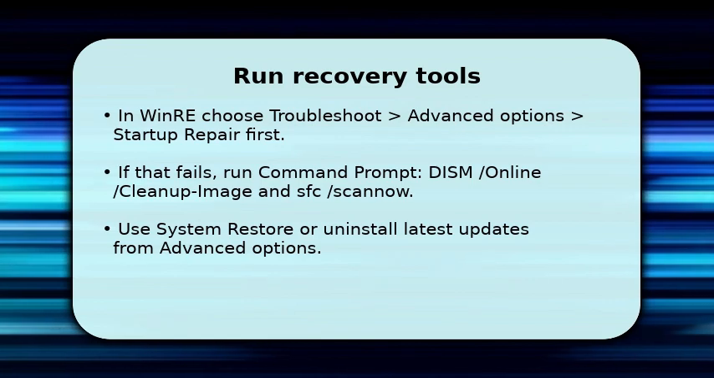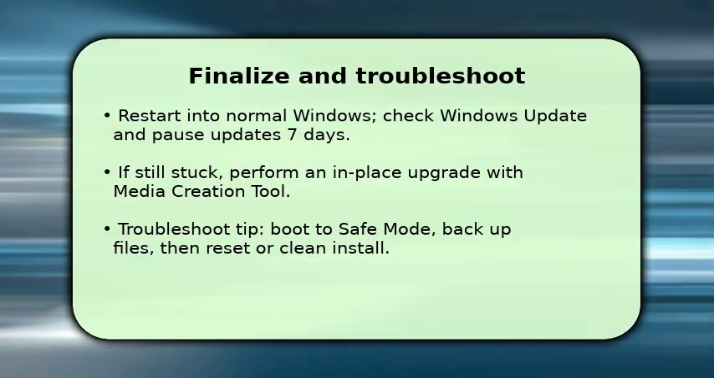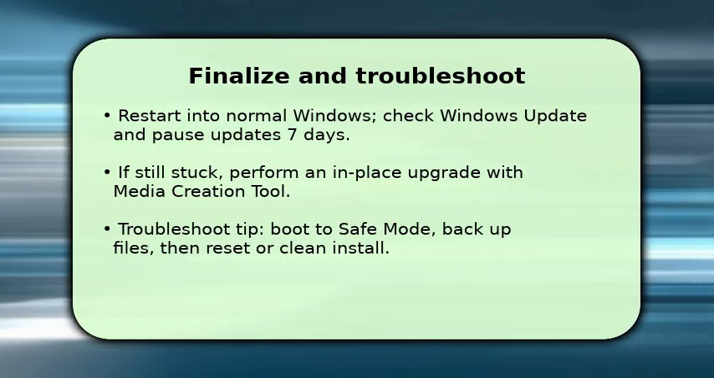You finish by confirming the system boots to desktop and then checking Windows Update. Pause updates for 7 days to prevent immediate reattempts while you verify stability. If problems persist, use the Media Creation Tool for an in-place upgrade. This refreshes Windows without wiping your apps and files.